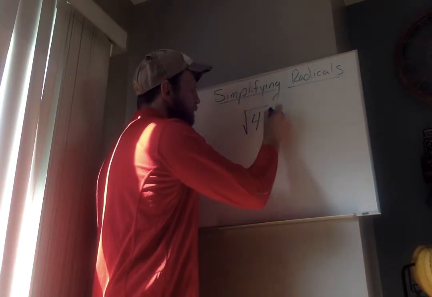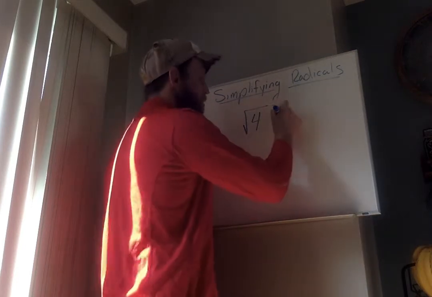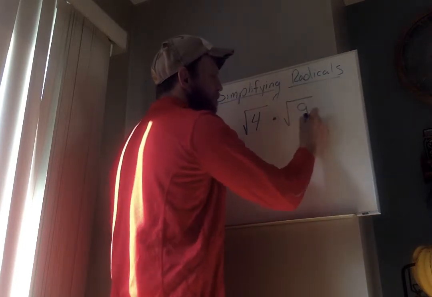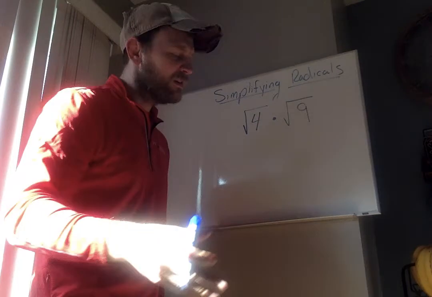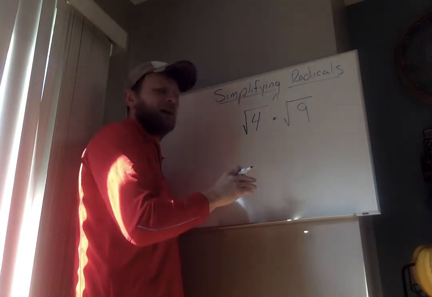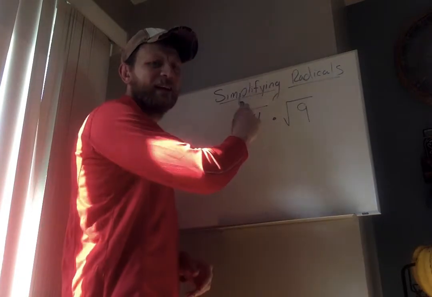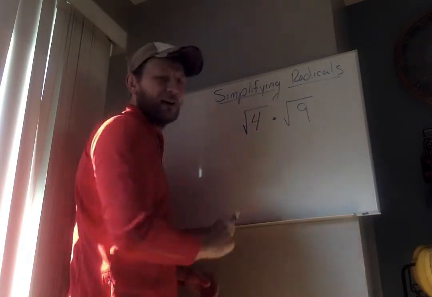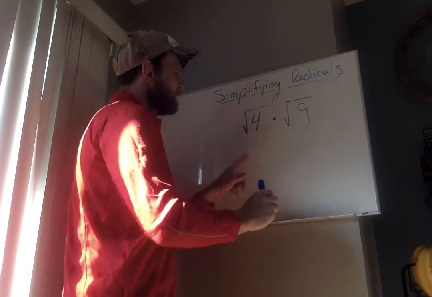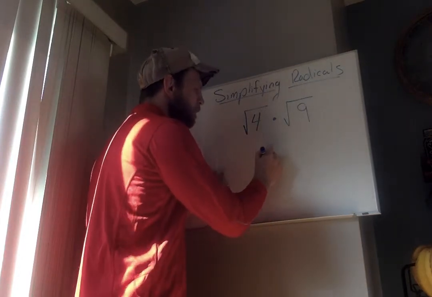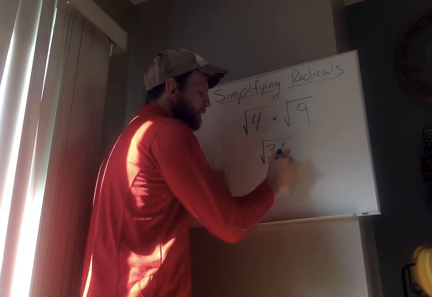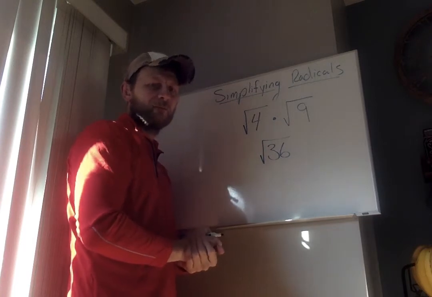Let's talk about the square root of 4 times the square root of 9. Okay? In order to do this problem, we need to know one rule. You can multiply inside with inside and outside with outside, and that's today's lesson. So I can do 4 times 9. And that's the square root of 36.